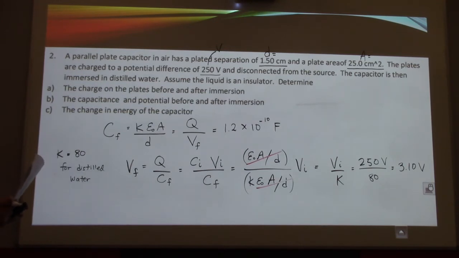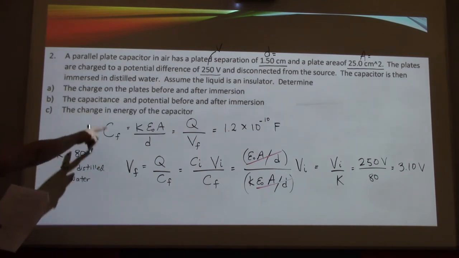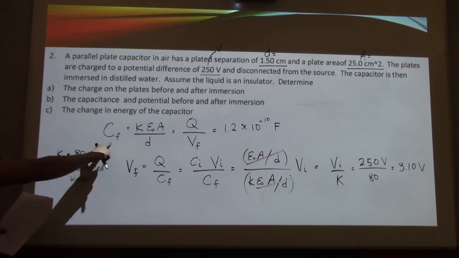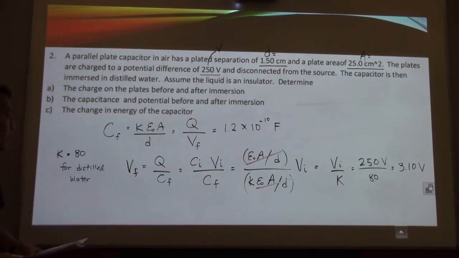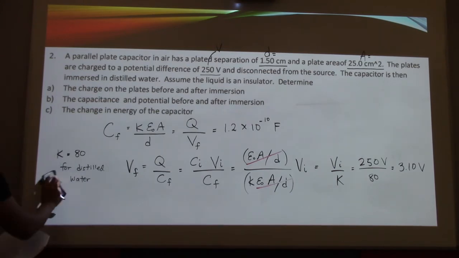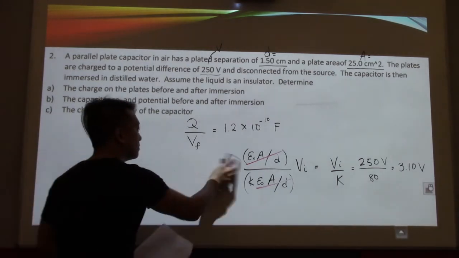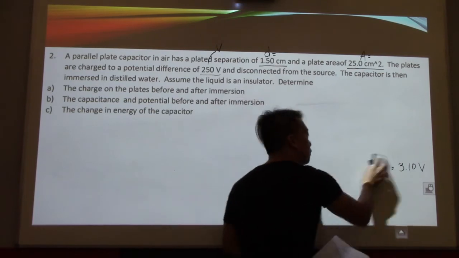And the capacitance, so we calculated the capacitance? Yes, we did. So we found the capacitance and potential before and after immersion. So this is after immersion, and that's the voltage after immersion. Okay? And lastly, the change in energy. If there's a change in energy, we're talking about the potential energy stored in the capacitor. So we're going to use the other equation, the U equation.